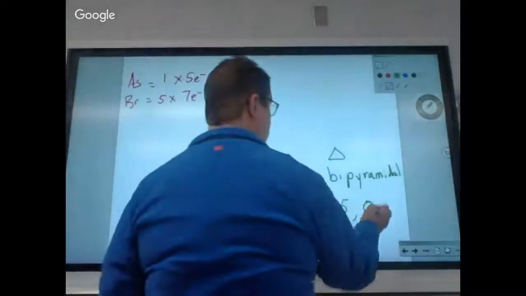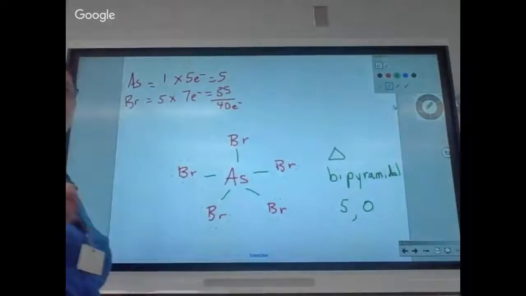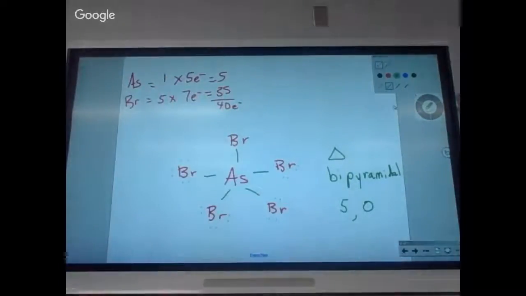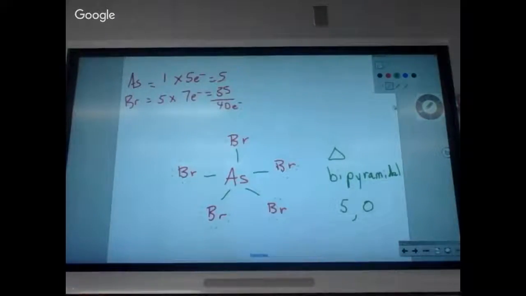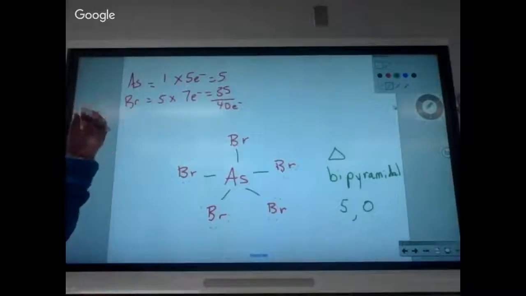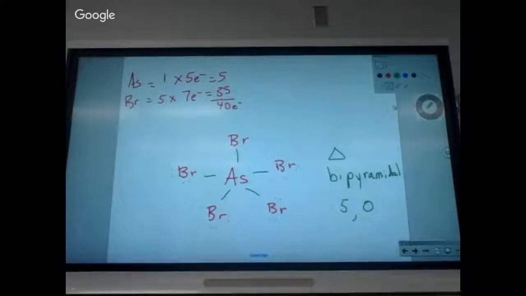0 lone pairs. Wait, we have to know that? Yes, my dear. Or do we just name the structure? You have to be able to tell me that it's 5 and 0 to know the geometry. That's how you determine the geometry. There are 5 atoms, no lone pairs. Okay? But do we have to write that? No. You just have to know that.